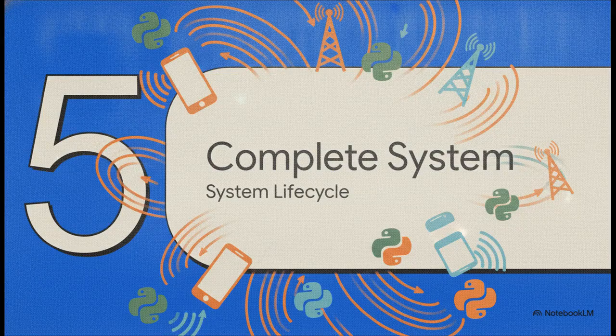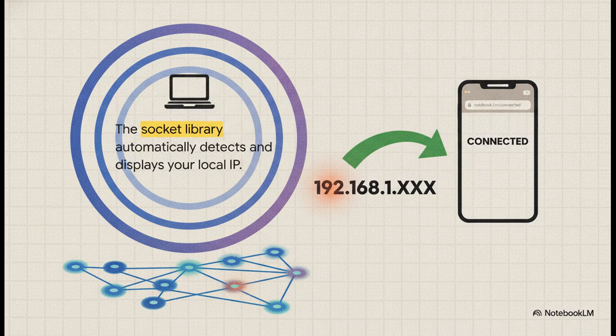Moving into Section 5, the complete system running. Now, anyone who has done local networking knows the biggest friction point is usually finding your IP address. Instead of forcing the user to dig through their computer's system settings, this code intelligently uses Python's built-in socket library. It connects to the network interface, automatically detects your exact local IP, and simply prints the URL you need to type into your phone right there in the terminal. It is a massive, massive upgrade for usability.